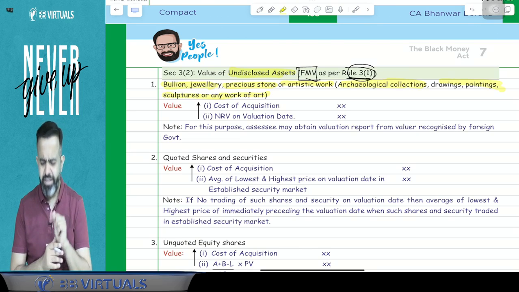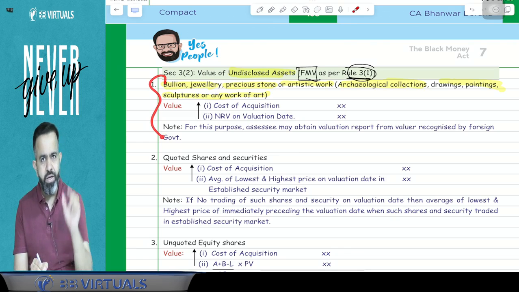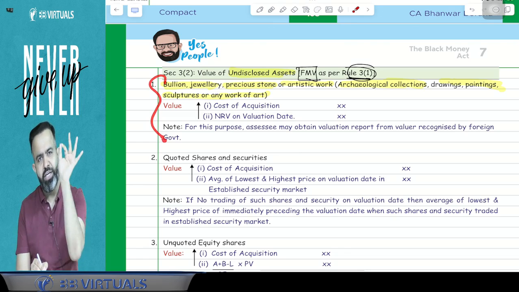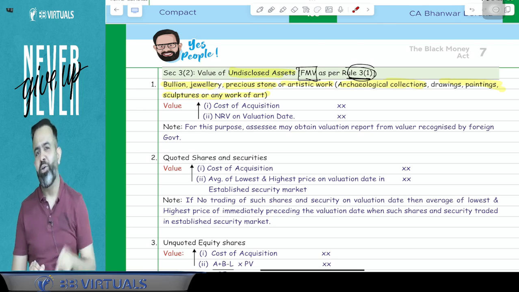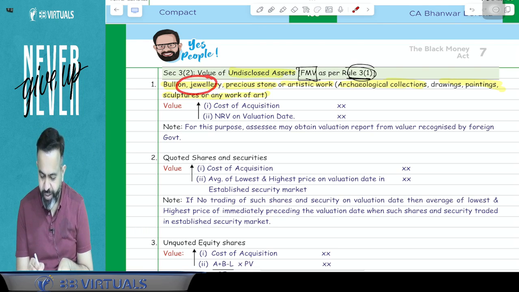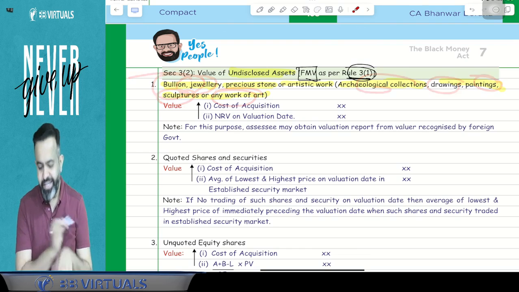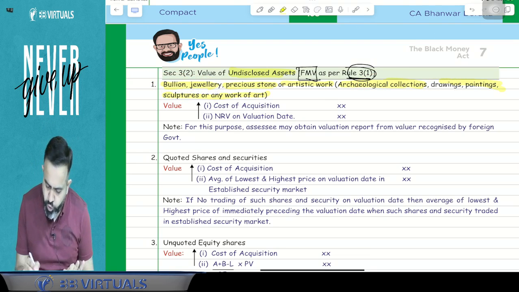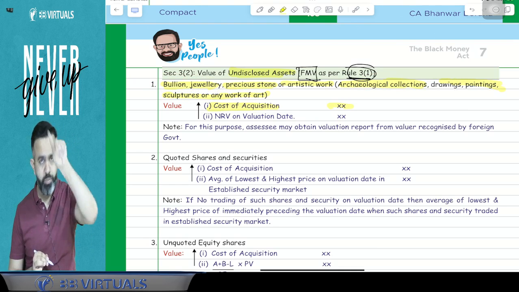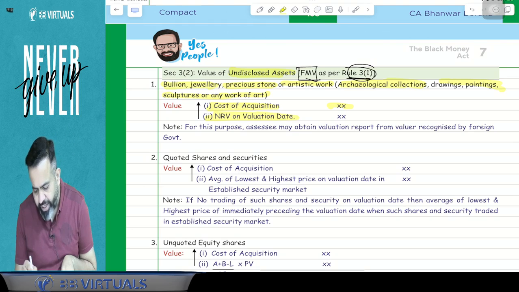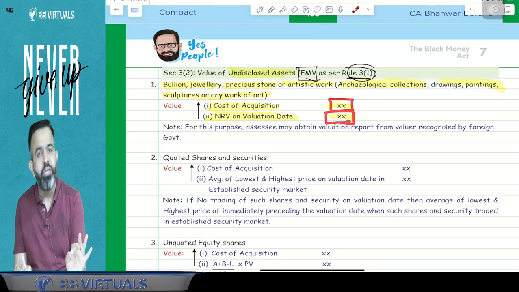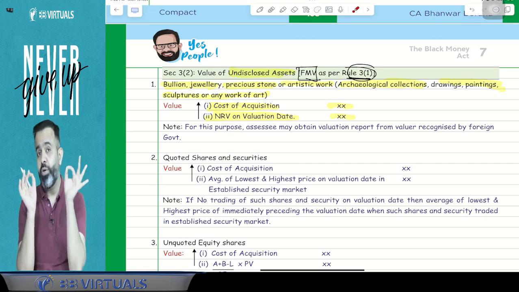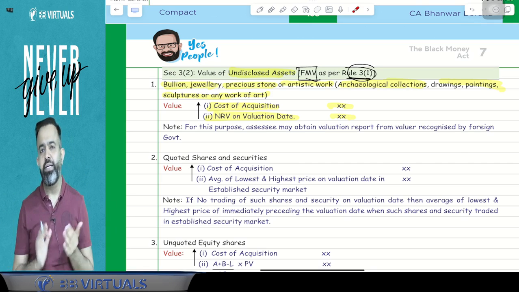Guys, they are mentioning jewelry, drawing, painting, sculpture, archaeological collection, any other work of art and bullion. In this case, just take the cost of acquisition of that asset or the NRV on the valuation date, whichever is higher. That will be treated as your FMV, and on that FMV you have to pay the tax at the rate of 30%.